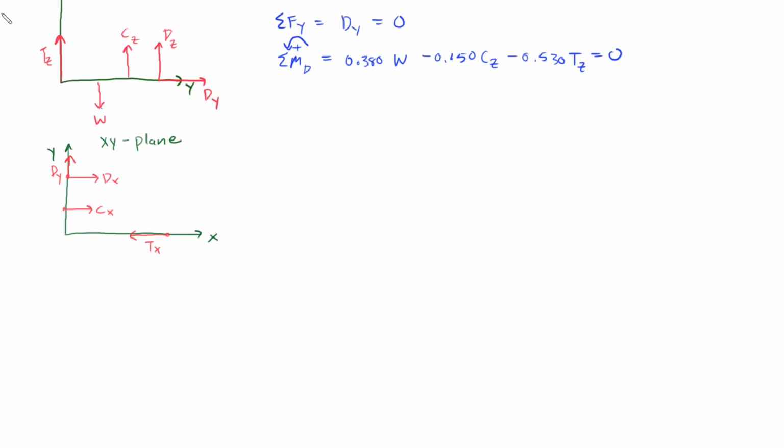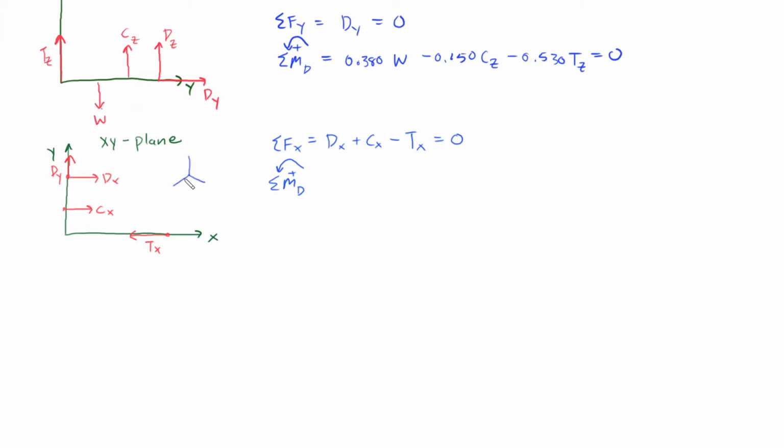So now that we have that defined, we're going to apply our equilibrium equations again. The sum of the forces in the x direction equals Dx plus Cx minus Tx, which equals 0. And then we're going to do the moment about D once again, and we're going to define this way as positive. So let me go through that again.